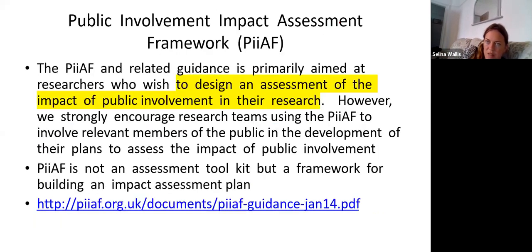So this is the PIAF that I was talking about briefly, which is the Public Involvement Impact Assessment Framework, which, as Jenny was saying, was something that was designed during CLAHRC. And it's a way of looking at designing an assessment of the impact of public involvement in research. It's not an assessment toolkit, it's a framework for building an impact assessment plan.